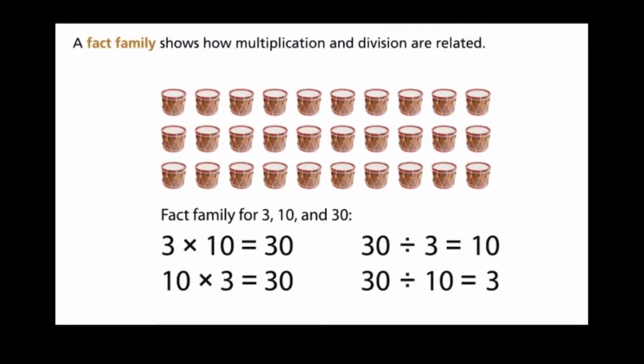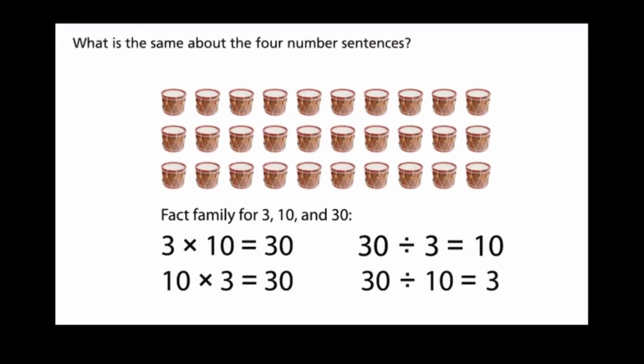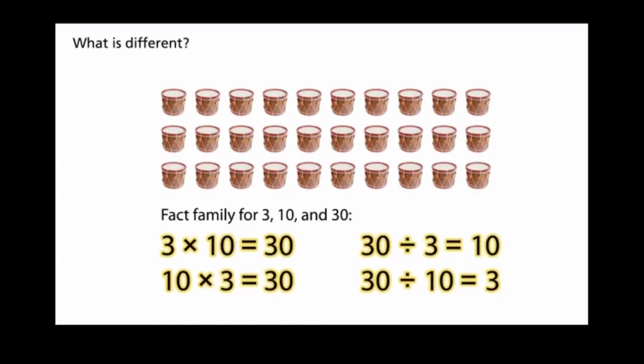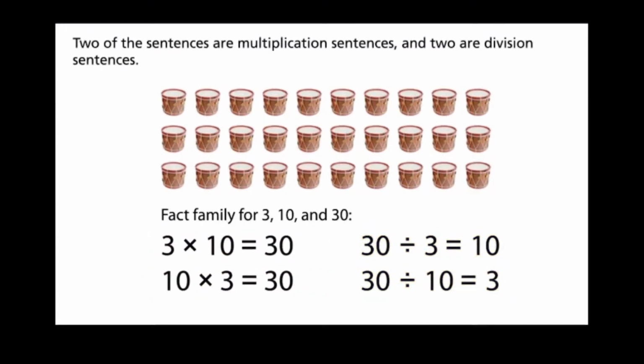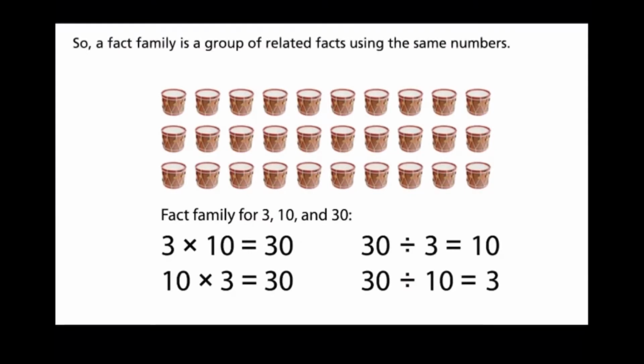A fact family shows how multiplication and division are related. What is the same about the 4 number sentences? They all use the same numbers, 3, 10, and 30. What is different? 2 of the sentences are multiplication sentences, and 2 are division sentences. Also, the numbers in each sentence are in a different order. So, a fact family is a group of related facts using the same numbers.